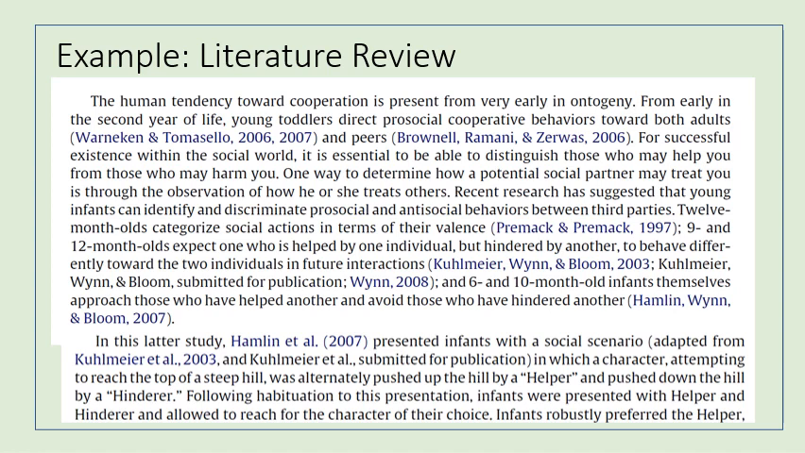9 and 12-month-olds expect one who is helped by one individual but hindered by another to behave differently toward the two individuals in future interactions. See how that's such a long sentence? You might have to go back and reread it. 9 and 12-month-olds expect that one who is helped by one individual but hindered by another will behave differently toward the two individuals. In other words, we're nicer to people who help us.